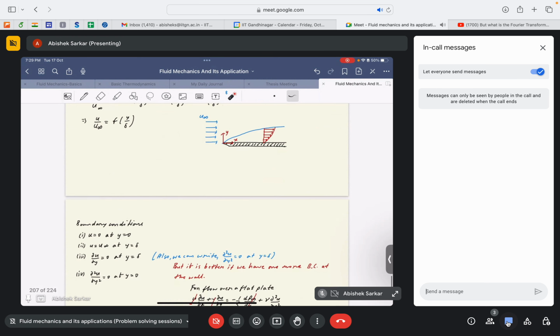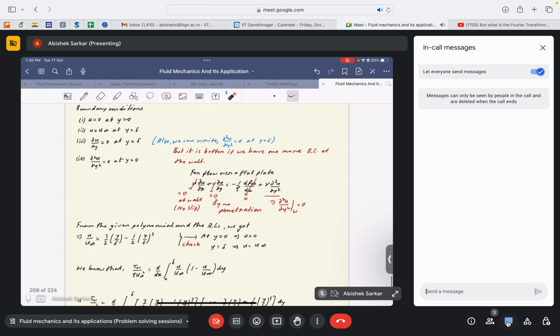So if we impose these boundary conditions and solve the equation and find the value of the constants, you will find that the form of the velocity profile that we get is this. u by u infinity is equal to 3 by 2 y by delta minus 1 by 2 y by delta cube. Okay, this is again a cubic velocity profile, right?